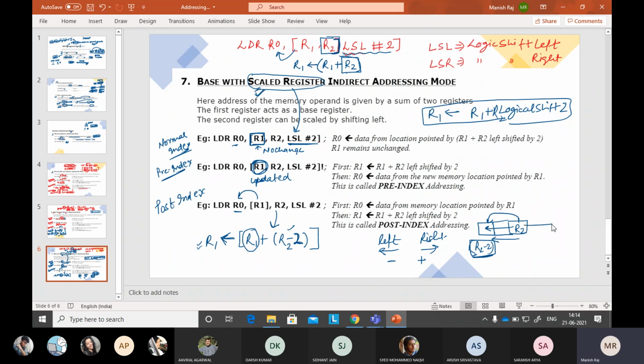Okay, if you are shifting to the right, you will reach here by 2 index, and you will say that is the R2 plus 2. So this will be the R2 plus 2 value, and you will add it again to the R1, and you will get the value. So you are shifting something. That's why we are using the word scaled. Okay, is it okay?